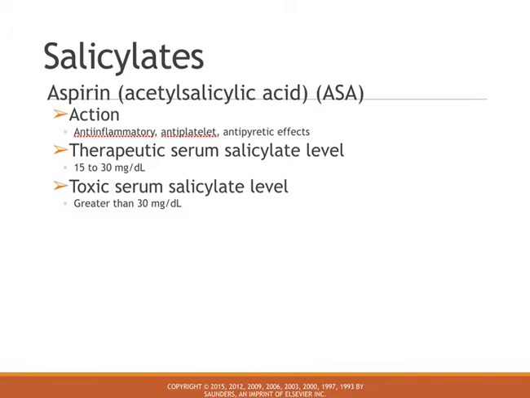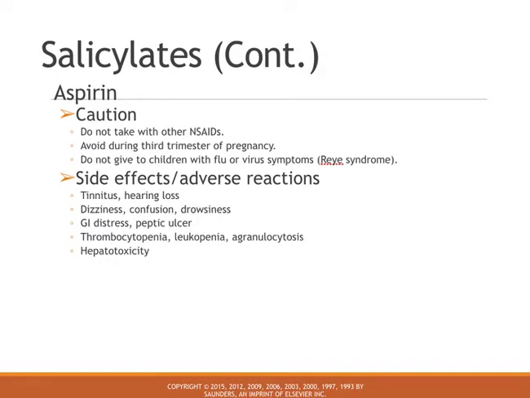It can cause decreases in your potassium, your cholesterol, and your T3 and T4, your thyroid levels. There are also foods that contain salicylates, for example, prunes, raisins, licorice, and some spices. And so aspirin, if taken too much, can have some problems. So let's talk about those.